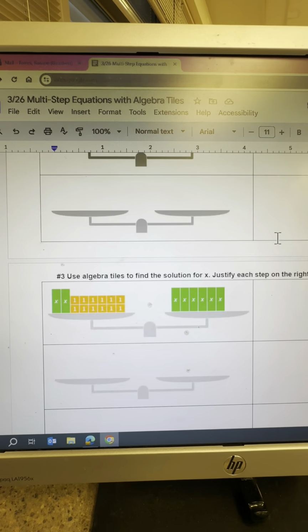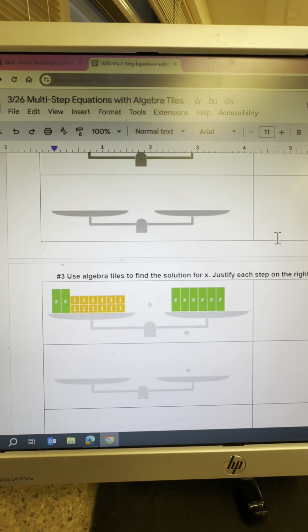My next step is to combine the 0 pairs here. So I'm going to simplify by combining 0 pairs. Then I check the other side. There are no 0 pairs, so my second step is done. Next, I have all my x's on one side. And again, I'm still trying to figure out what's the value of 1x.